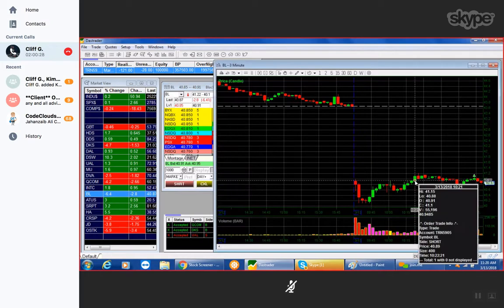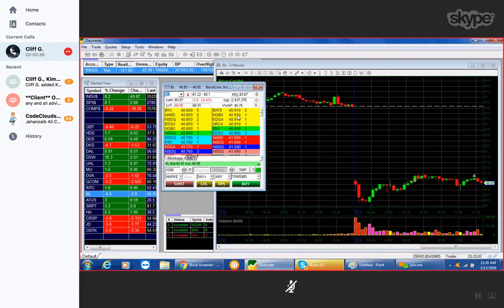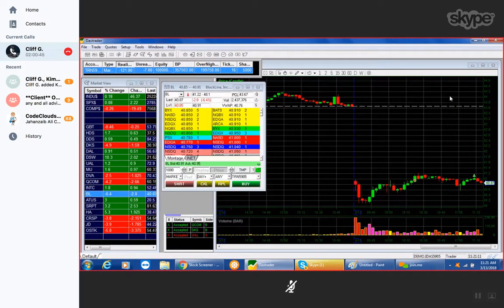Shoot. I was short 400 at 40.89. Look, I'd be breaking even right now if it wasn't for this darn tail. It cost me $118. Anyway.